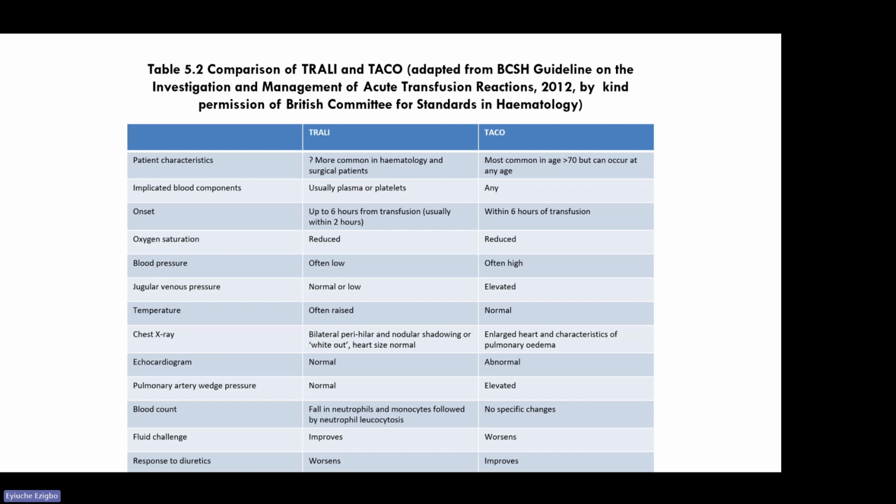On chest X-ray, TRALI shows bilateral perihilar and nodular shadowing, or white out, with normal heart size. You can meet your colleagues in radiography to explain more. TACO shows an enlarged heart and characteristics of pulmonary edema. Echocardiogram is normal in TRALI and abnormal in TACO. Pulmonary artery wedge pressure is normal in TRALI and elevated in TACO. Blood count shows a fall in neutrophils and monocytes followed by neutrophil leukocytosis, with no specific changes in TACO. Fluid challenge improves TACO and worsens TRALI. Response to diuretic worsens TRALI and improves TACO. So these are some of the differential diagnoses of TRALI and TACO.